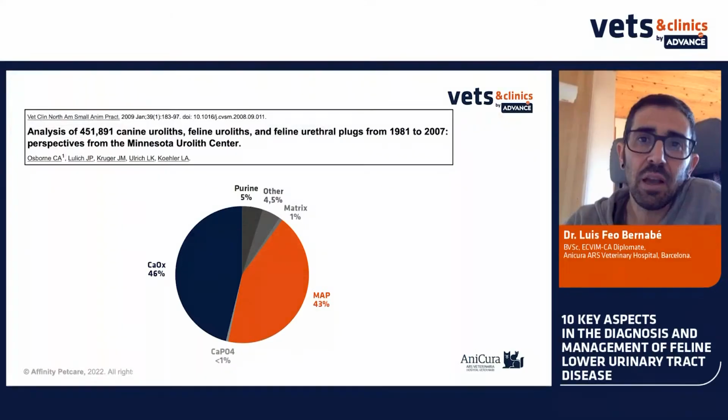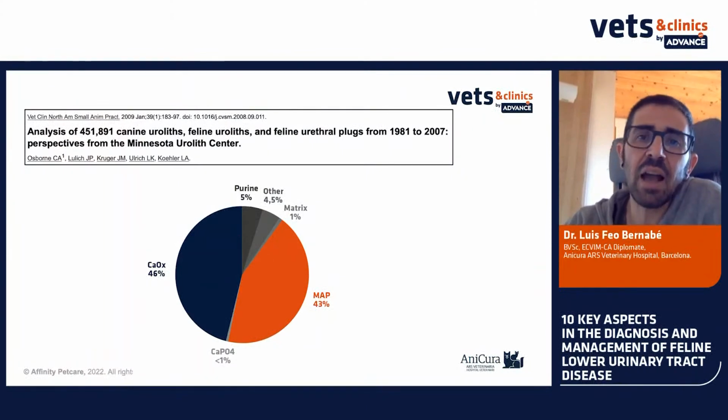Thanks, Luis. I think that now we have a very good idea about urinalysis. The next question is about the stones you have mentioned during these first slides, struvite and oxalate. So can we see the most prevalent stones in cats? Do you have any data about that?